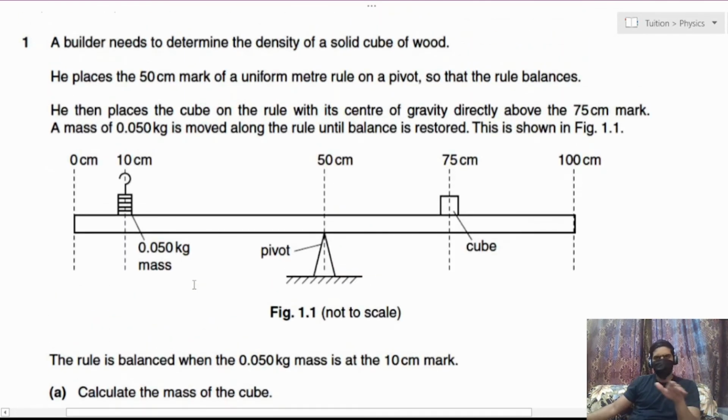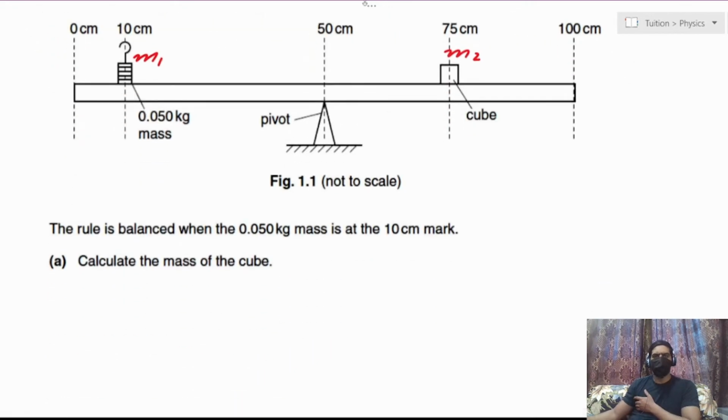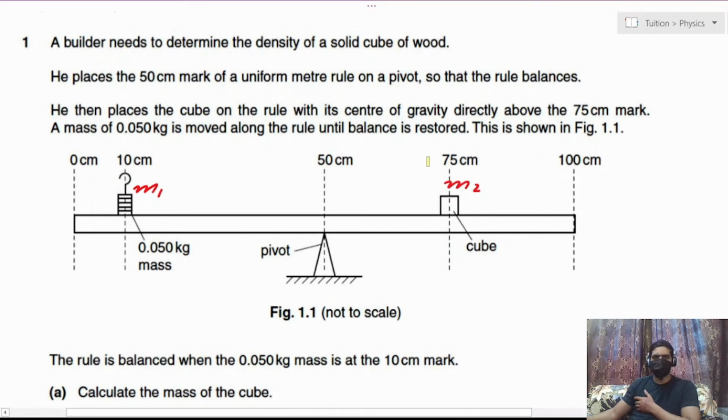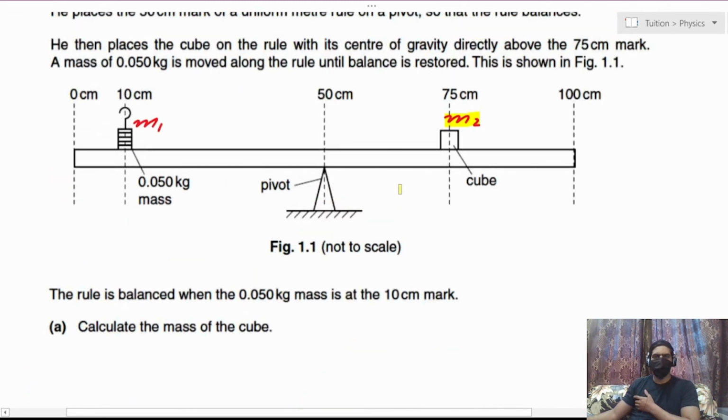So here's a situation that is given. Let's get straight to the topic: we need to calculate the mass of the cube. Where is the cube anyway? Okay, over here. So how many objects are there on this seesaw, or on the wooden plank? Only two. So you can call this one M1 and you can label this one M2. And in fact, you need to find the value of M2, the mass of the cube.